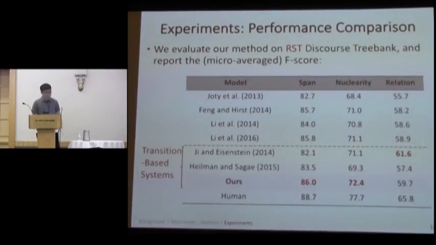The results show that our system can outperform other parsers on the span and nuclearity and ranks 2nd for the relation. Especially compared with the transition-based systems, our system gets a significant improvement on the span and nuclearity. This is mainly due to the proper design of the actions in our transition system.